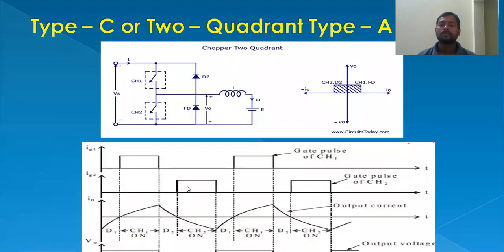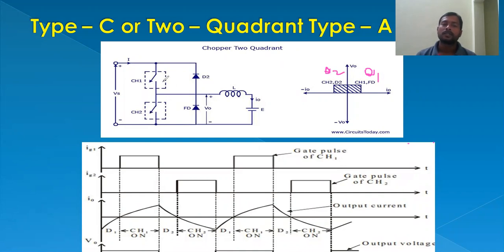So these are the waveforms. With respect to the waveforms, I will explain. First of all, I will explain the class A chopper, nothing but the first coordinate. After that, I will explain the second coordinate Q2.